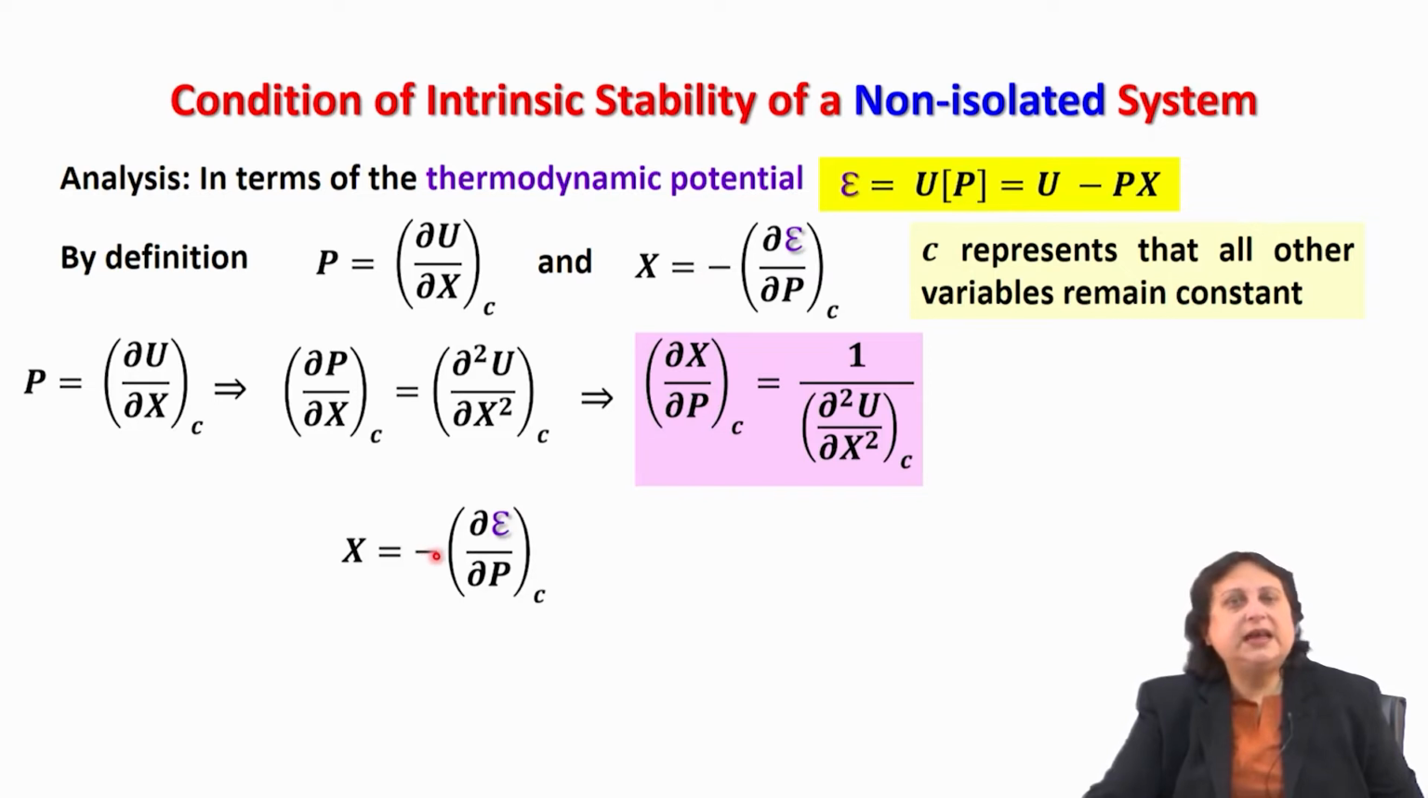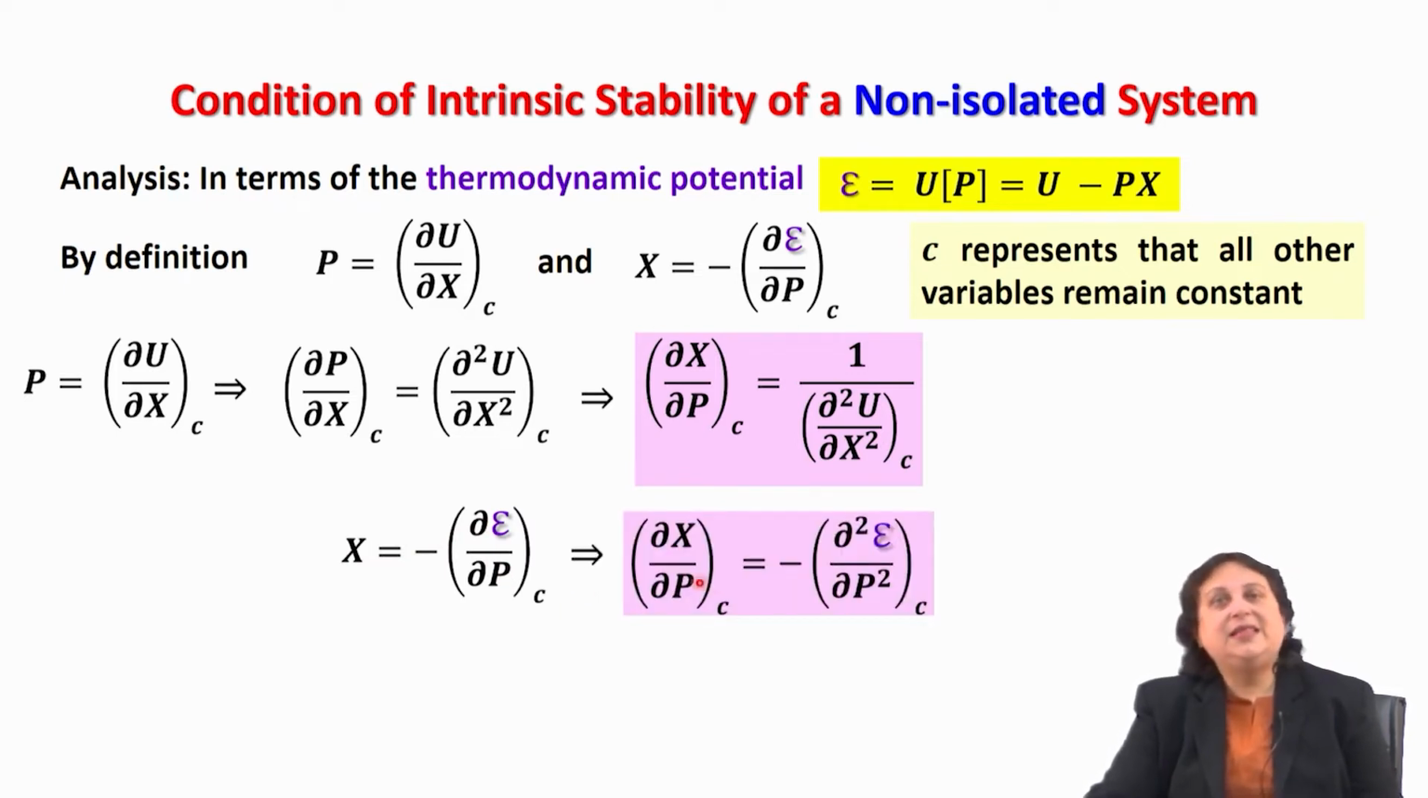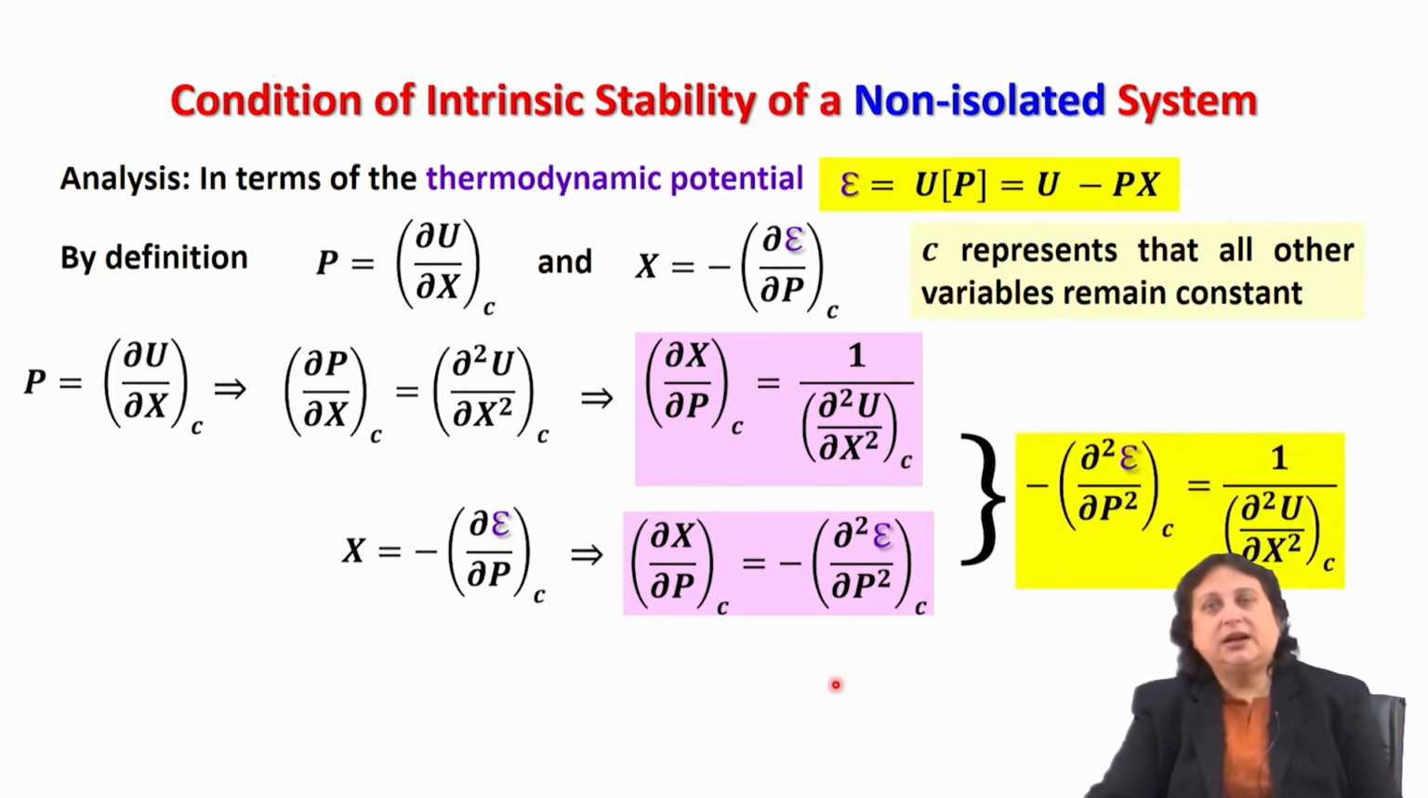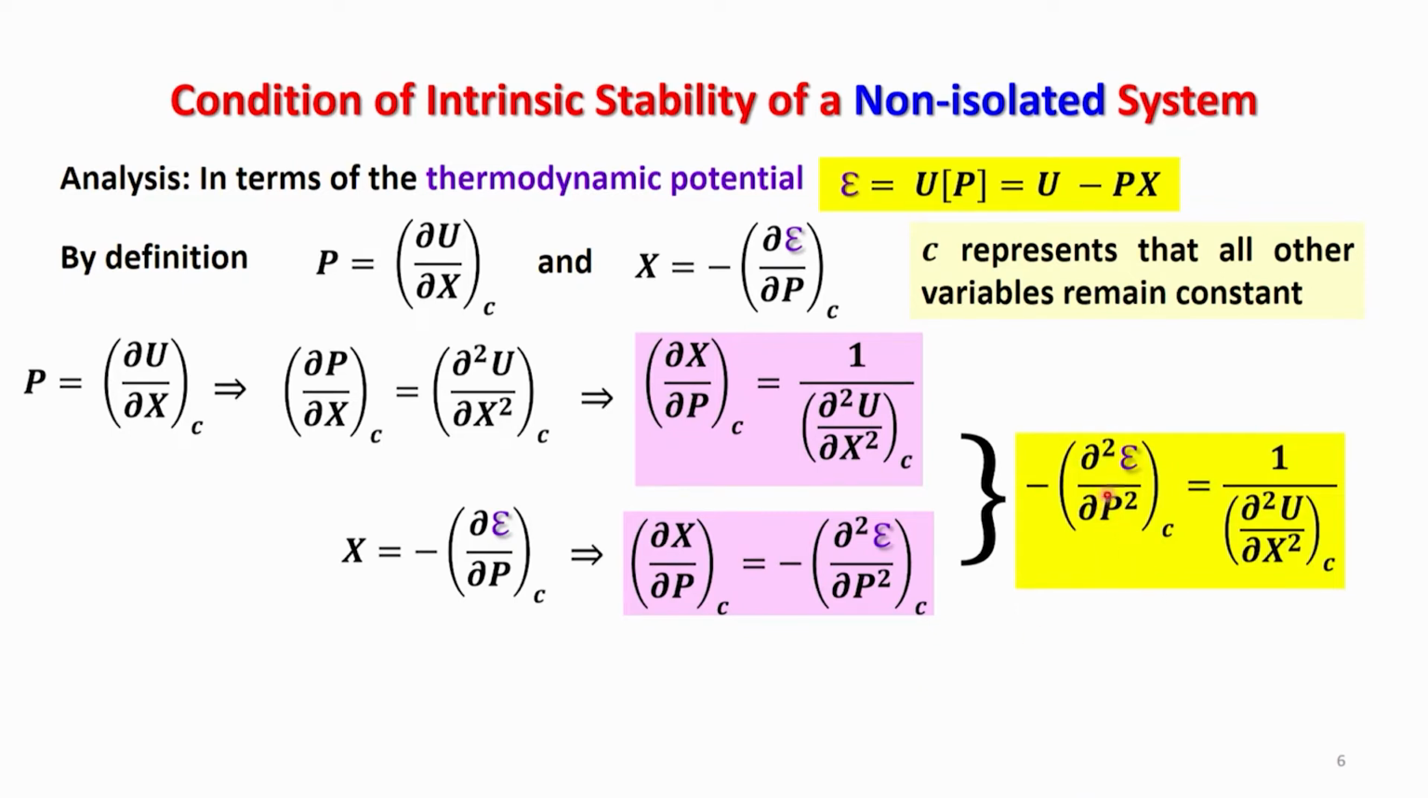So, what I find is x is equal to minus ∂E/∂P. Therefore, what is ∂x/∂P? That must be the second derivative of E, the energy function or the thermodynamic potential E, with respect to P. Now, I compare these two values. When I compare these two expressions, what do I get? I get this very important condition that minus ∂²E/∂P² must be equal to the inverse of the second derivative of U with respect to x.